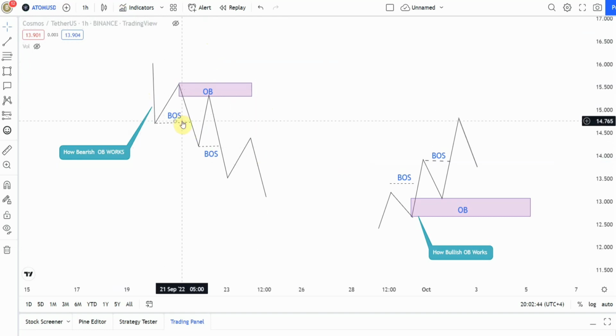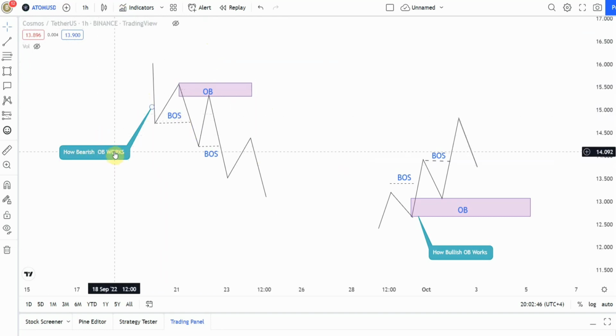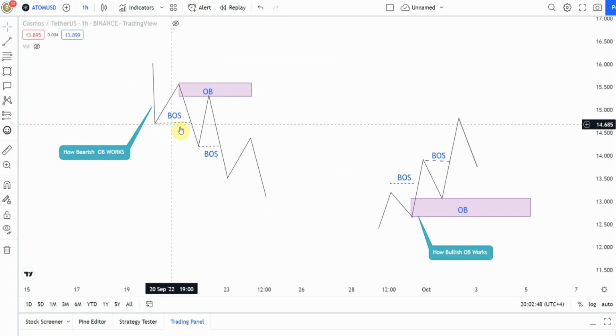So let's go on. So this particular one is bearish OB. And how does bearish OB work? First of all, we have what we call in SMC, BOS, which is break of structure. Okay, and this one is order block.